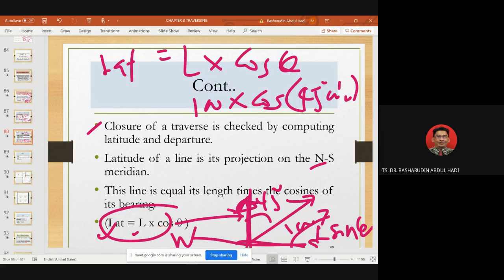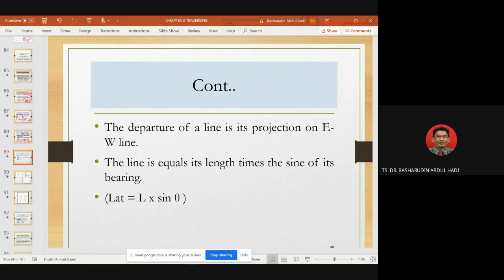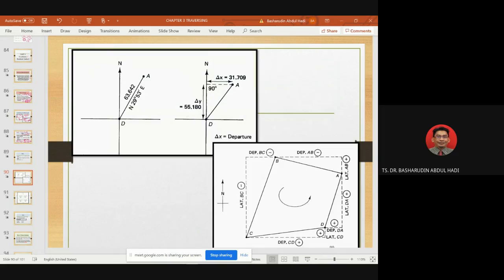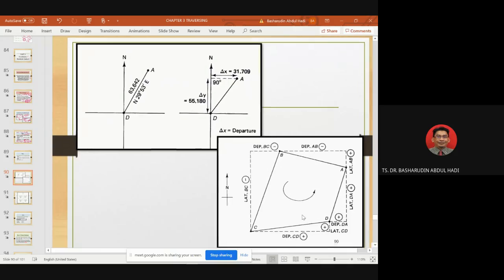All right. Okay, this one is already explained. That's good. And this is the example, so you can understand about this one. Okay, all right.